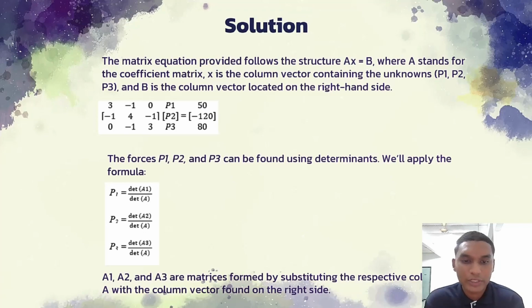For P2, it is the same as P1: determinant A2 divided by determinant A, and P3 is determinant A3 divided by determinant A. So whatever determinants are on the top, we will represent as A1, A2, A3, and the determinant below will be constant as determinant A for everything. A1, A2 and A3 are matrices formed by substituting the respective columns of A with the column vector found on the right hand side.